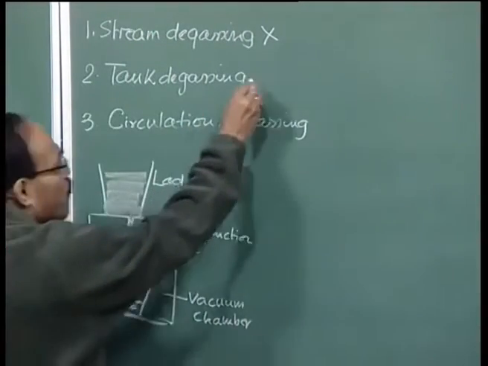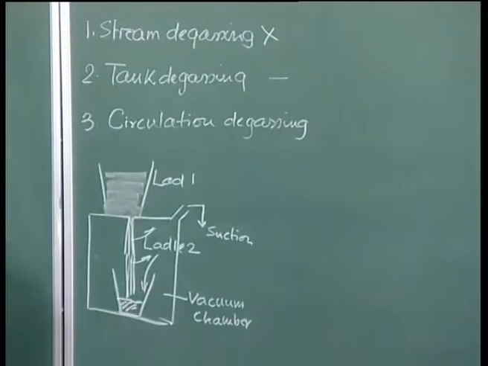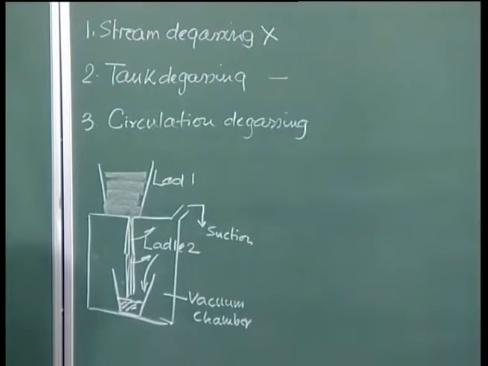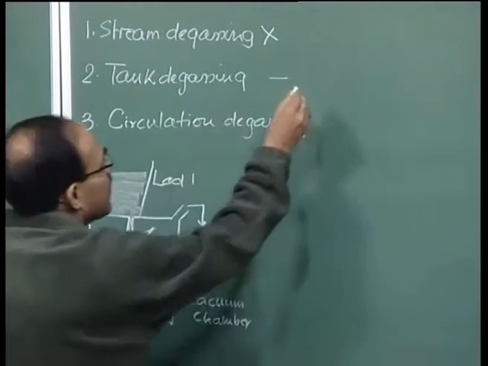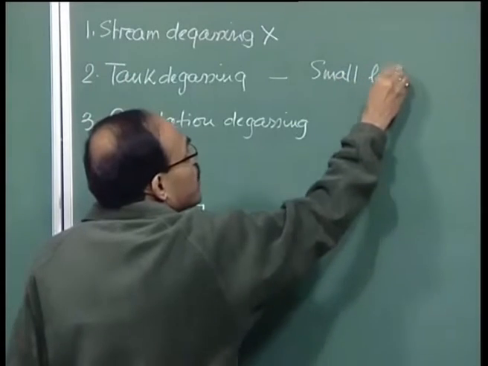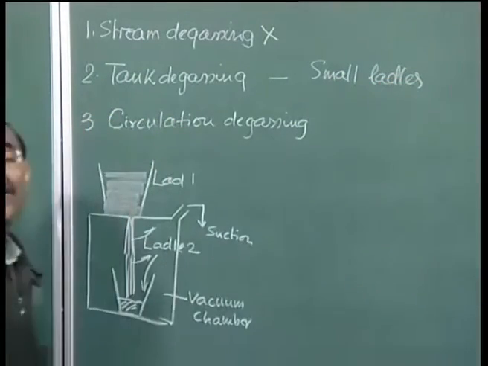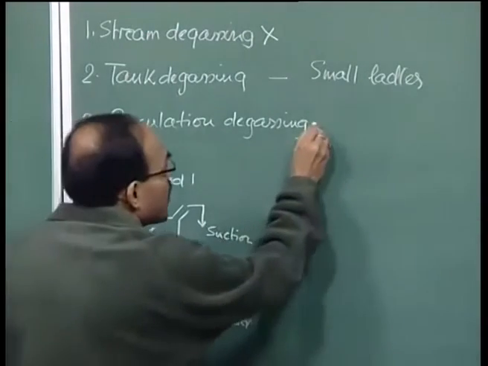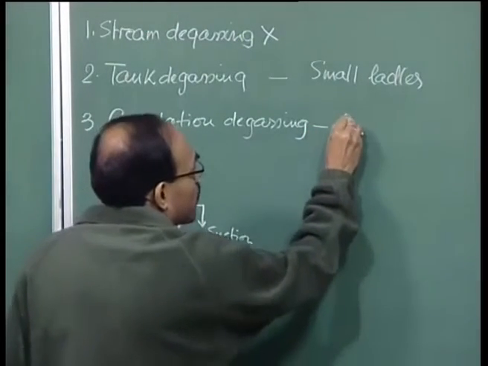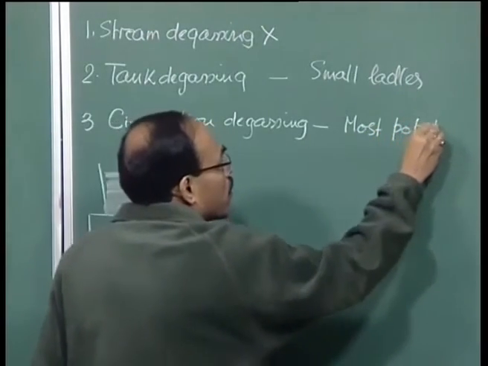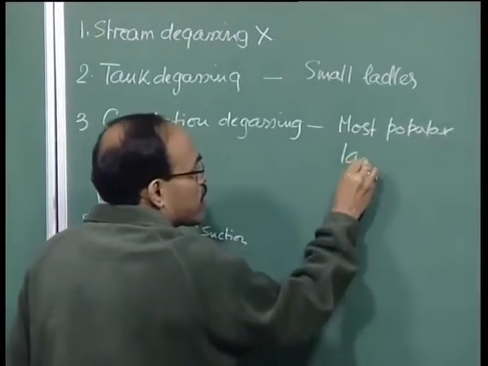Tank degassing, on the other hand, is an improved version of this. Tank degassing is basically adapted for small ladles. Small ladle means how much? We are talking about a 50-ton ladle, 60-ton ladle, 70-ton ladle of that particular size. Circulation degassing is the most popular, and this is for large capacity ladles.